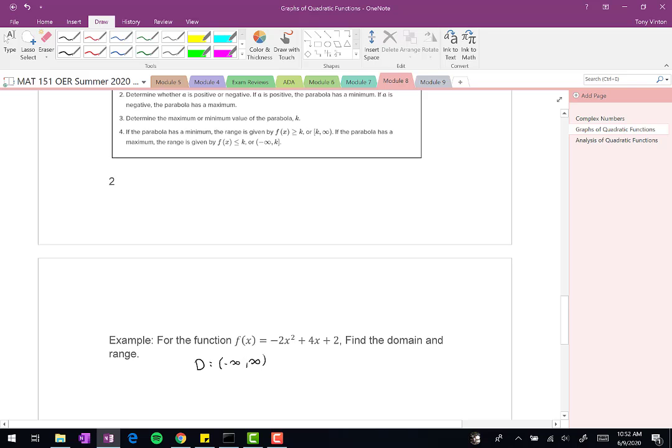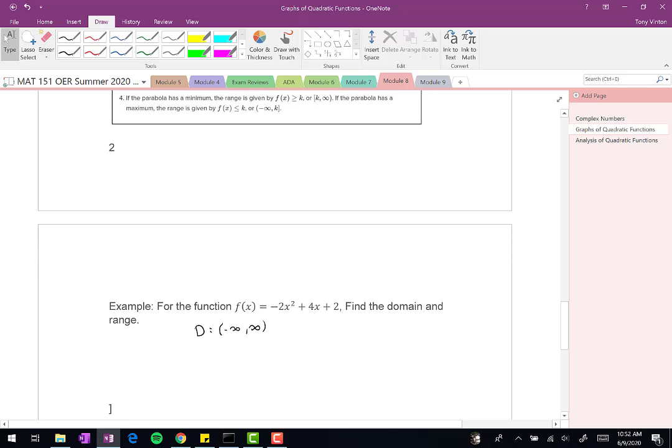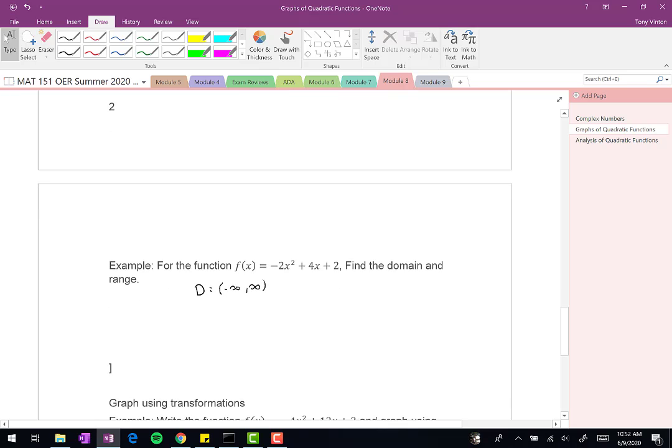What you can do is find where the vertex is, because that's where it changes direction. And really all you need is the x value of the vertex. So let's find the x value of the vertex. h, which is the x value we're concerned with, is negative b over 2a. My a and my b are defined here, so this is negative 4 over 2 times negative 2, and that's just going to be 1. In other words, this graph has a vertex x value at 1.